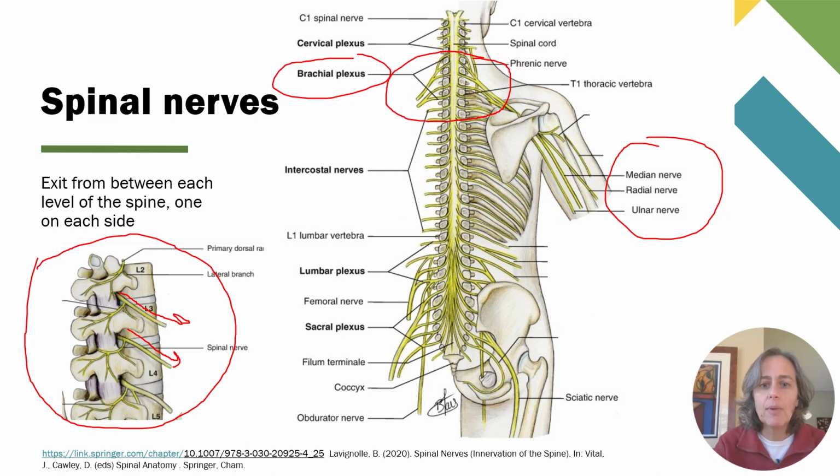Then you'll see we have a whole bunch of these kind of singleton nerves that come out, and they don't make any plexuses. Those are the intercostal nerves. So inter means between, costal means ribs. That kind of makes sense because they come in between the levels of the ribs because the ribs attach to the vertebrae. And then we have the lumbar plexus, which we also learned about.